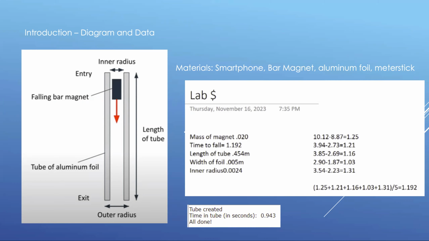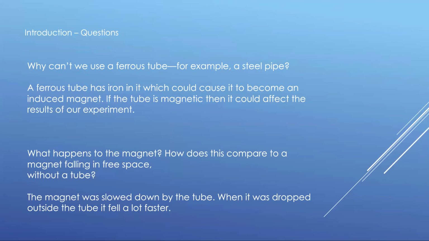In the physical experiment, we got an average of about 1.192 seconds, and in the code experiment, we got 0.941 or 0.943 seconds. Why can't we use a ferrous tube, for example, a steel pipe? A ferrous tube has iron in it, which could cause it to become an induced magnet.